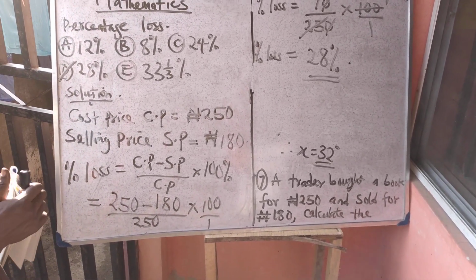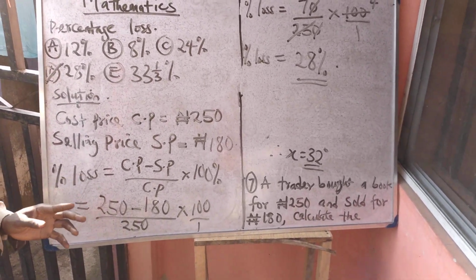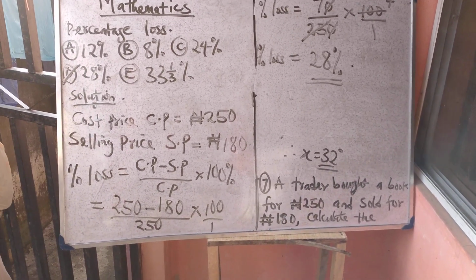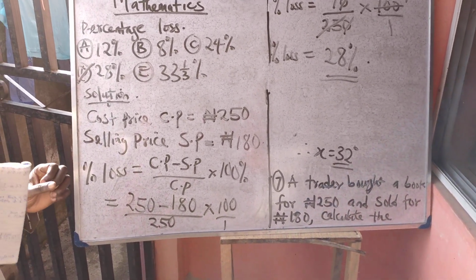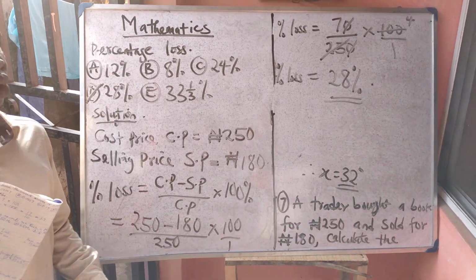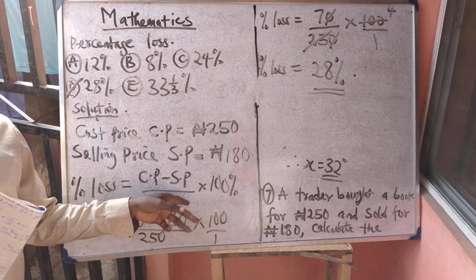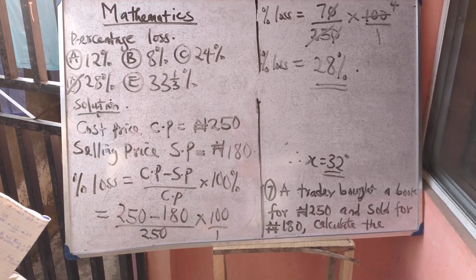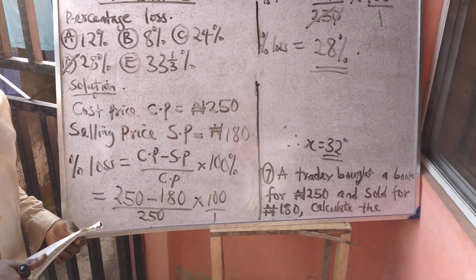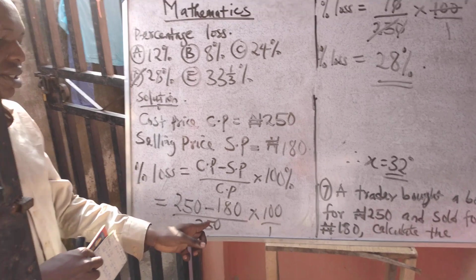Now how did we arrive at that answer? First we had to enumerate or analyze the parameters in it. First, we are told that the trader bought a book for 250 naira. This was the cost price of the book. The original price of that book was 250 naira, and then he sold it for 180 naira.